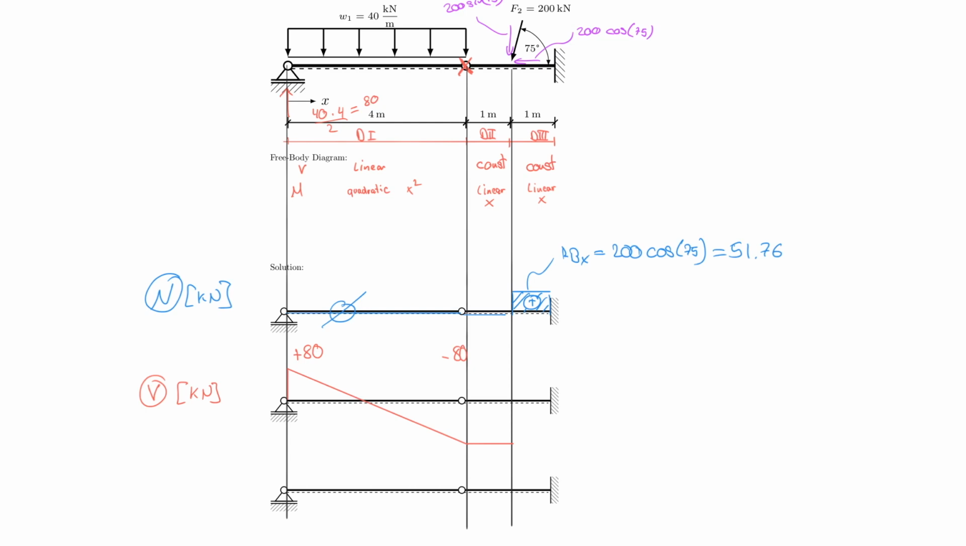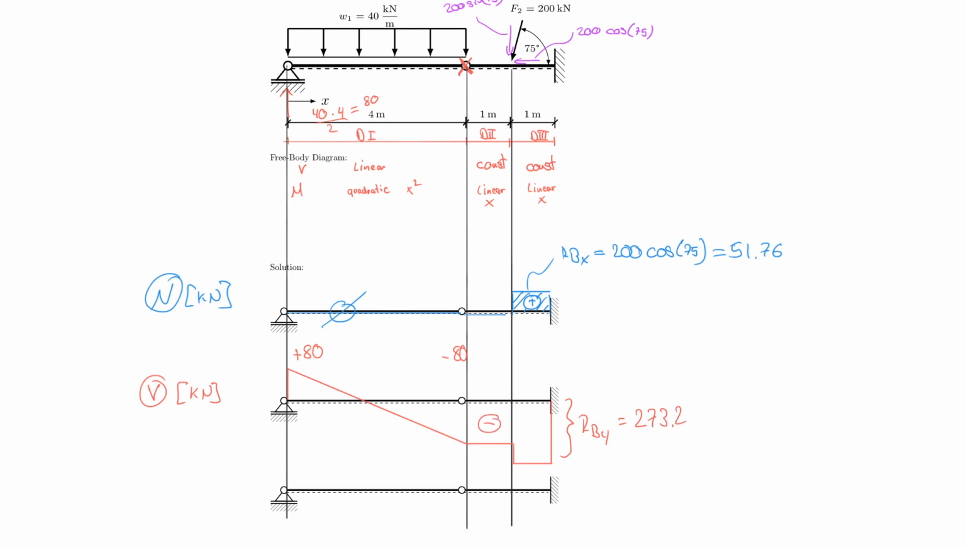So I'm going to go this way. And then it has to go down by the addition of 200 times sine 75. So I'm doing that. And then it stays constant. And then I reach my maximum. And this then should be RBY. And RBY in this case happens to be 273.2.